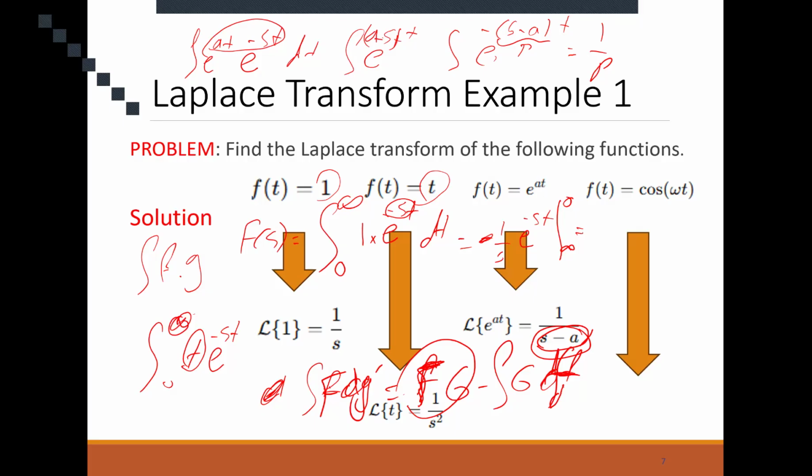Are we good? Now, what if we have a cosine? Again, you can solve that. You have two ways to solve that. One is to solve the cosine using this integral of fg.